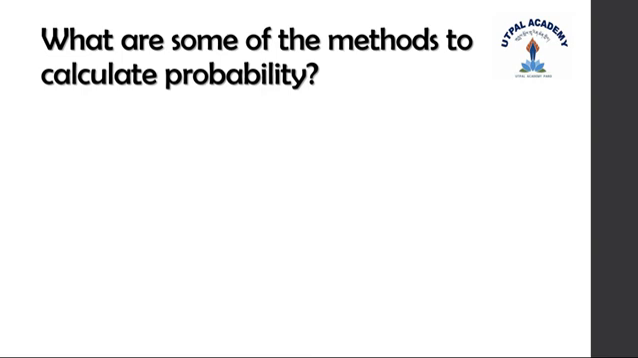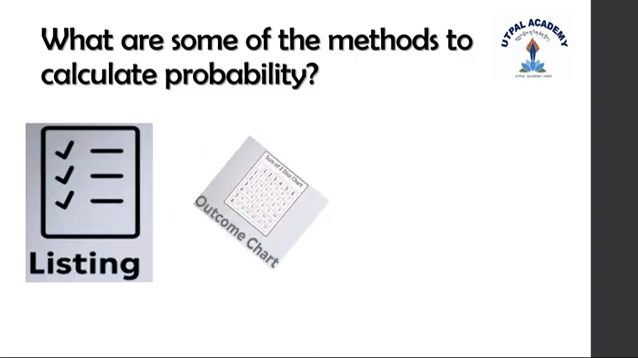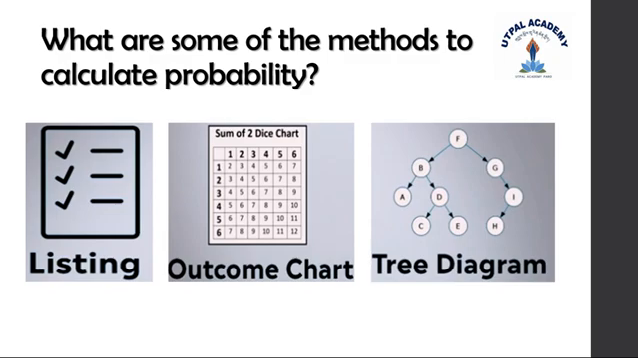Now let us look at some of the methods to calculate probability: listing method, outcome chart, and tree diagram. Basically we will be using any of these methods. From the three methods we can use any one of these.